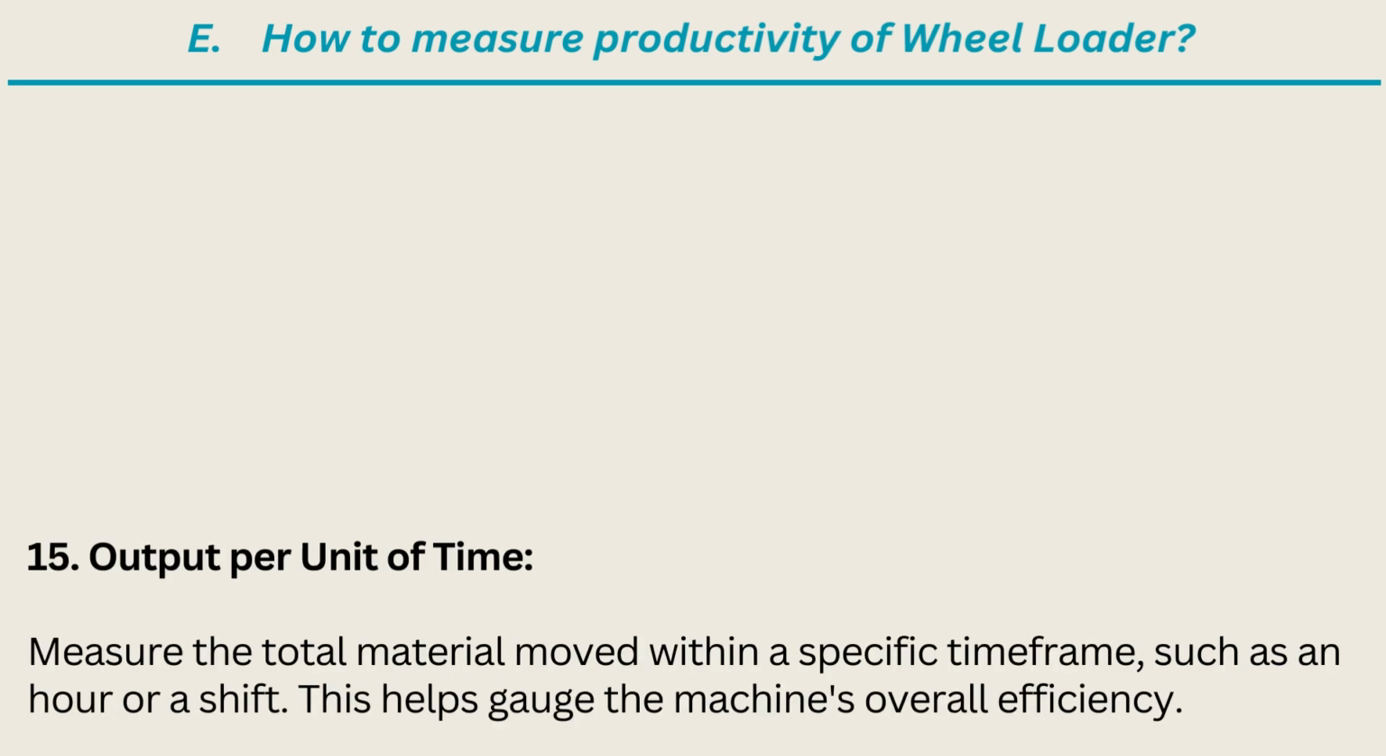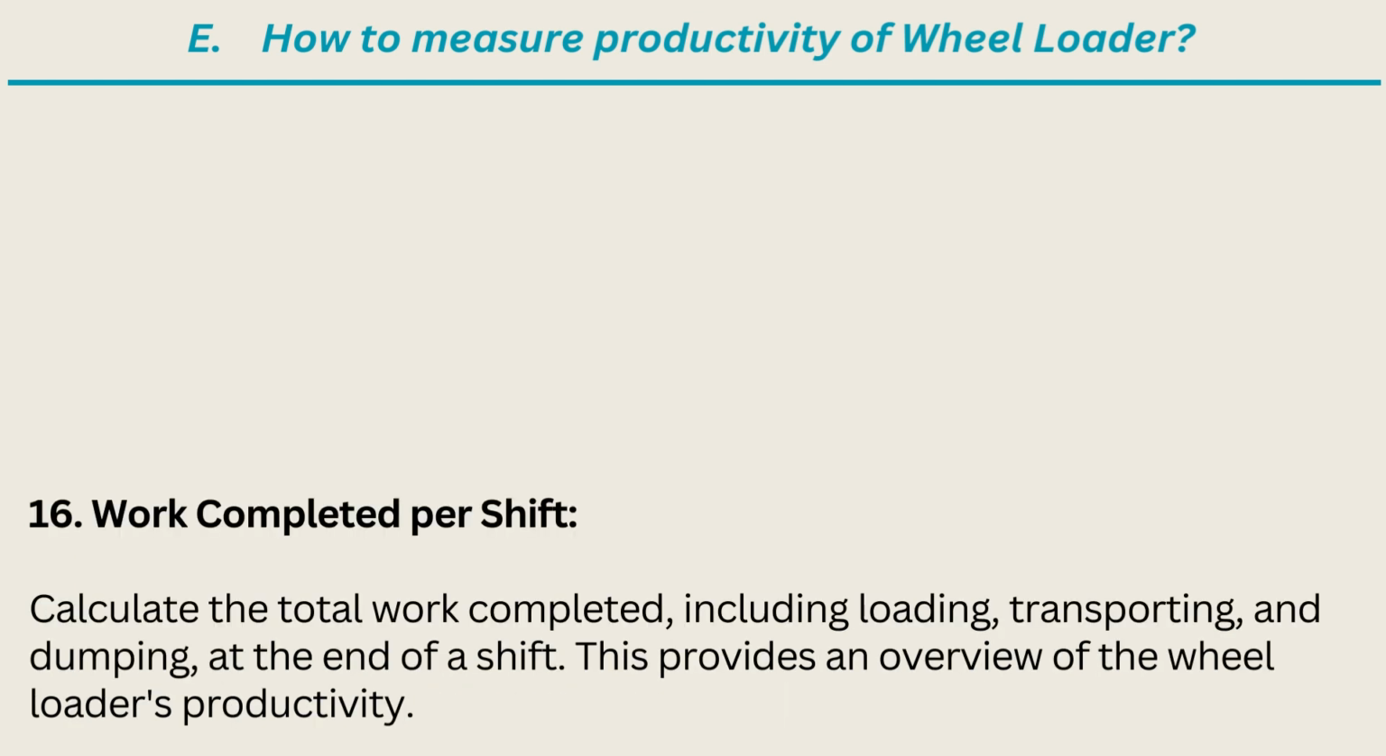15. Output per unit of time. Measure the total material moved within a specific time frame, such as an hour or a shift. This helps gauge the machine's overall efficiency. 16. Work completed per shift. Calculate the total work completed, including loading, transporting, and dumping, at the end of a shift. This provides an overview of the wheel loader's productivity.